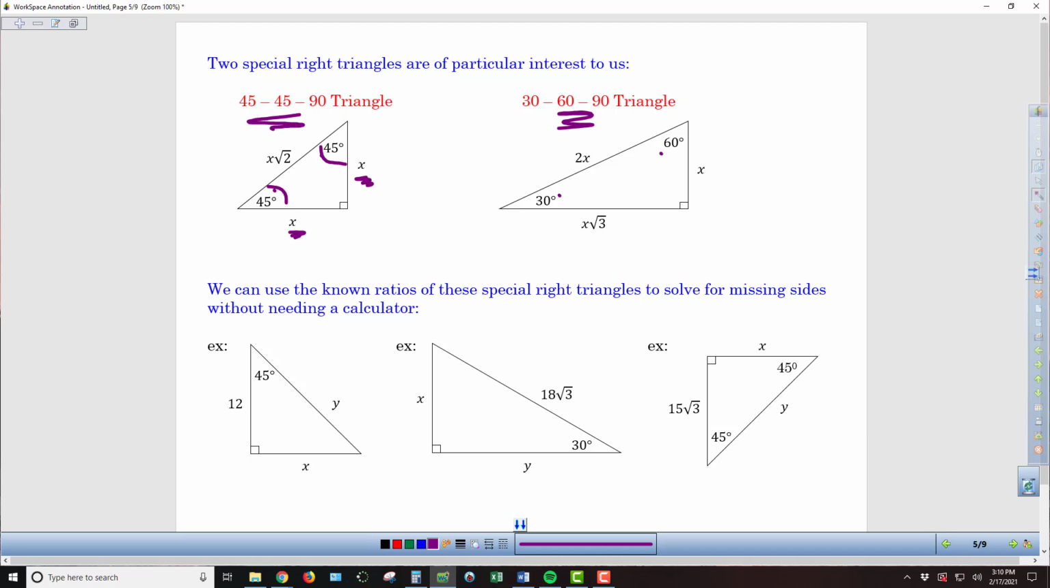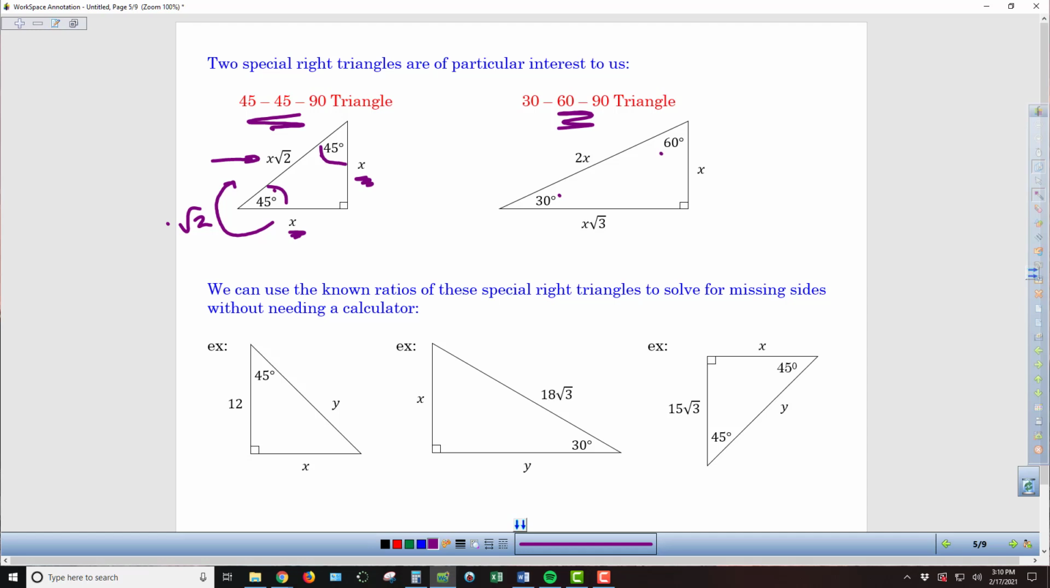And then it works out that the hypotenuse in a 45-45-90 triangle is going to be whatever the length of that leg is times the square root of 2. So I can get to and from the legs by multiplying by root 2 to get to the hypotenuse, or if I'm going the opposite direction, if I know the hypotenuse, I can divide by root 2 to figure out what the leg is.